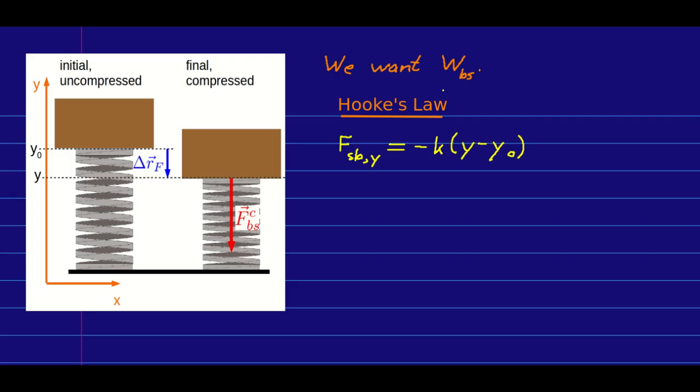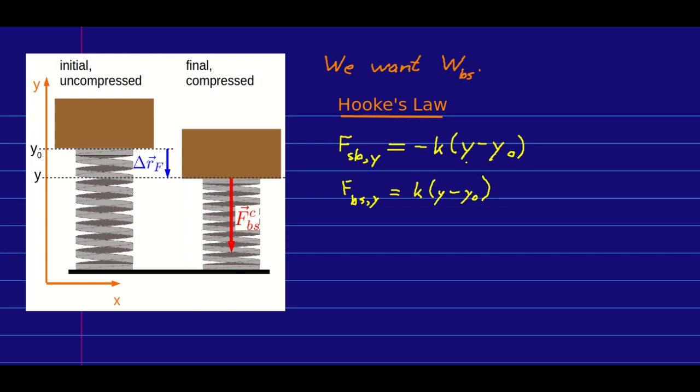We want the work that the brick does on the spring as the spring is compressed, and we know the force function that describes the force exerted by the spring. That's Hooke's law. And so Newton's third law says that the force that the brick exerts on the spring is just positive k(y minus y0).